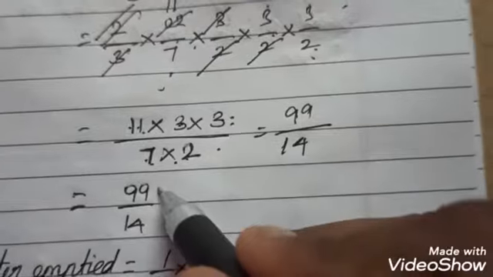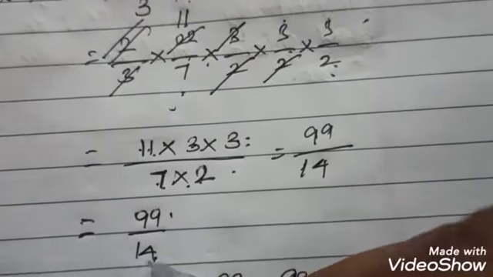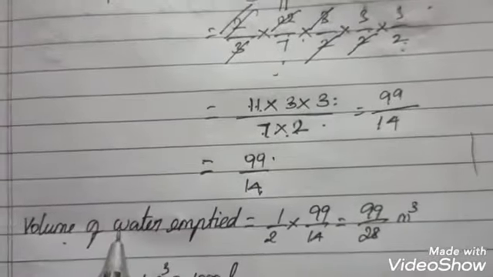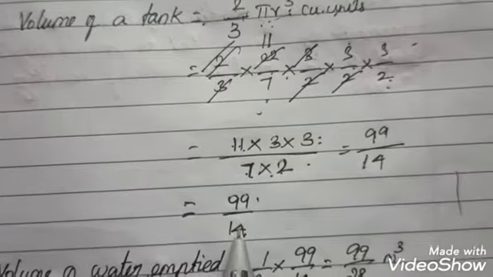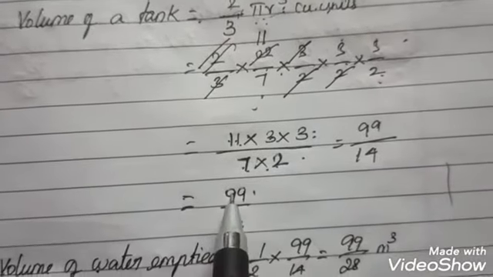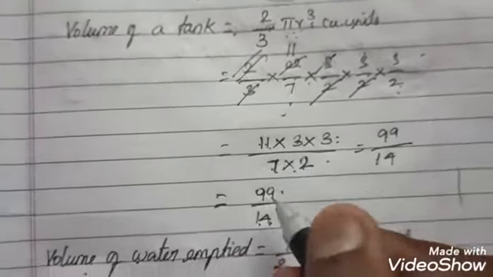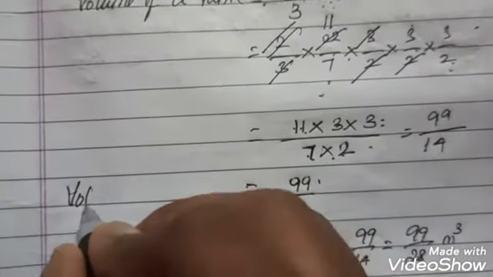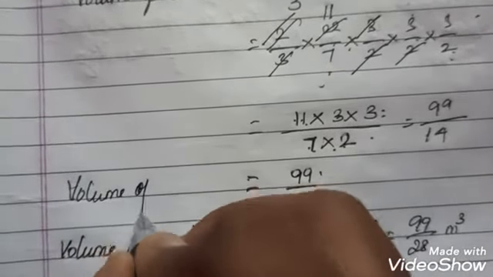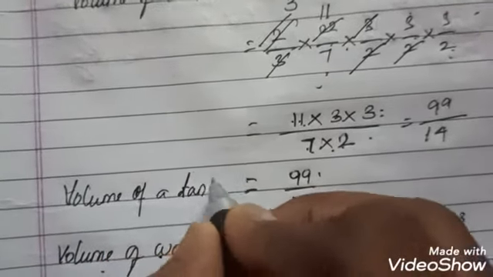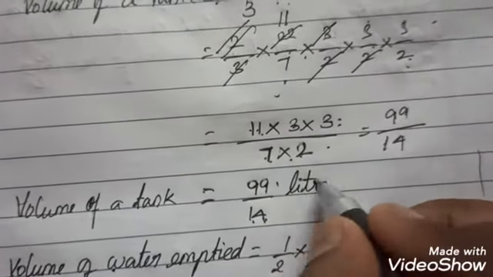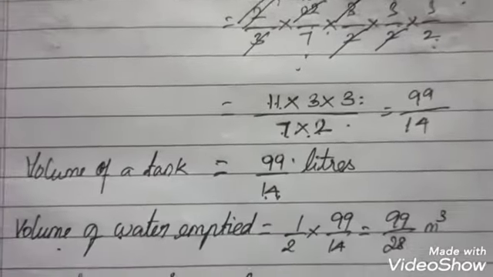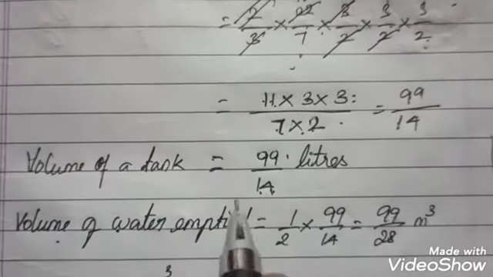So 99 by 14. So how much water do we need to empty? So the volume of water emptied. This 99 by 14 is the volume of the tank. So the volume of the tank is equal to 99 by 14 liters. The volume of water emptied is only half of the tank.